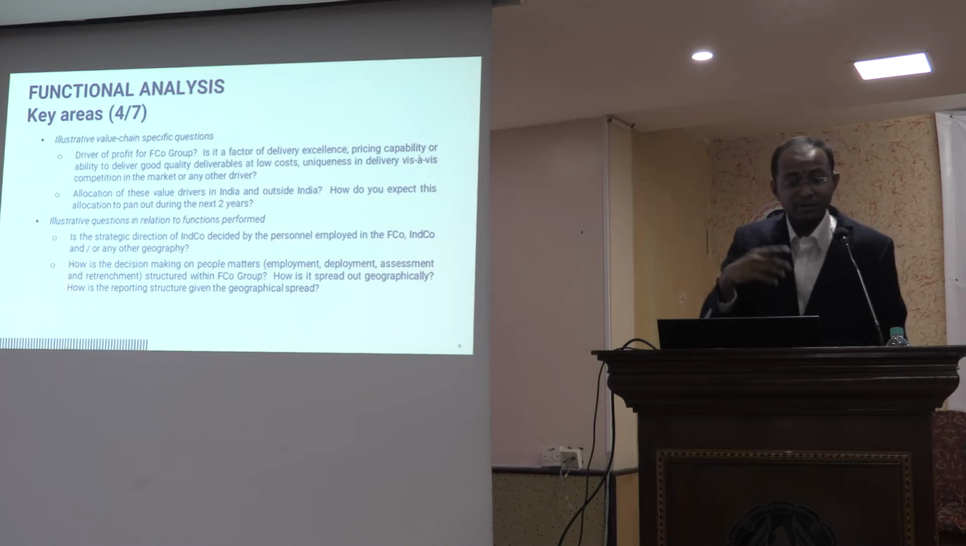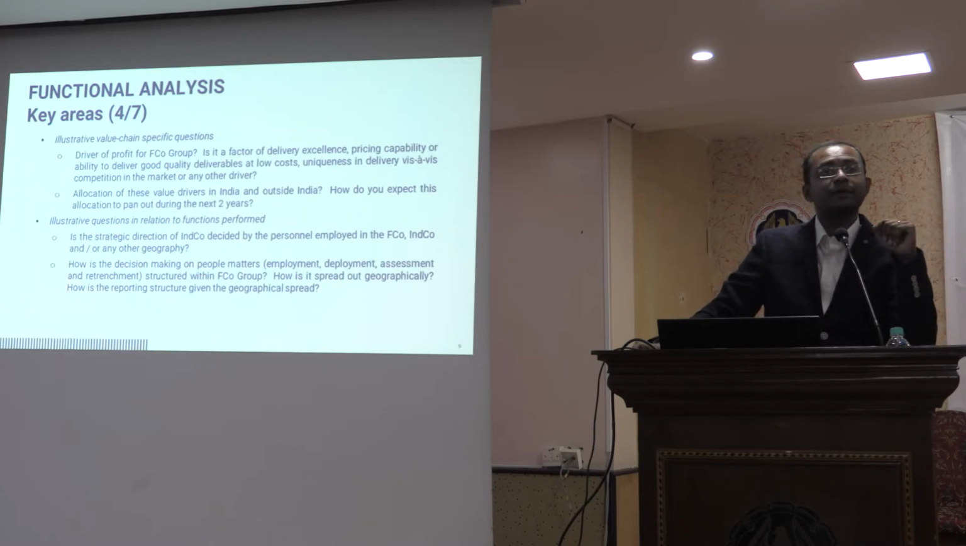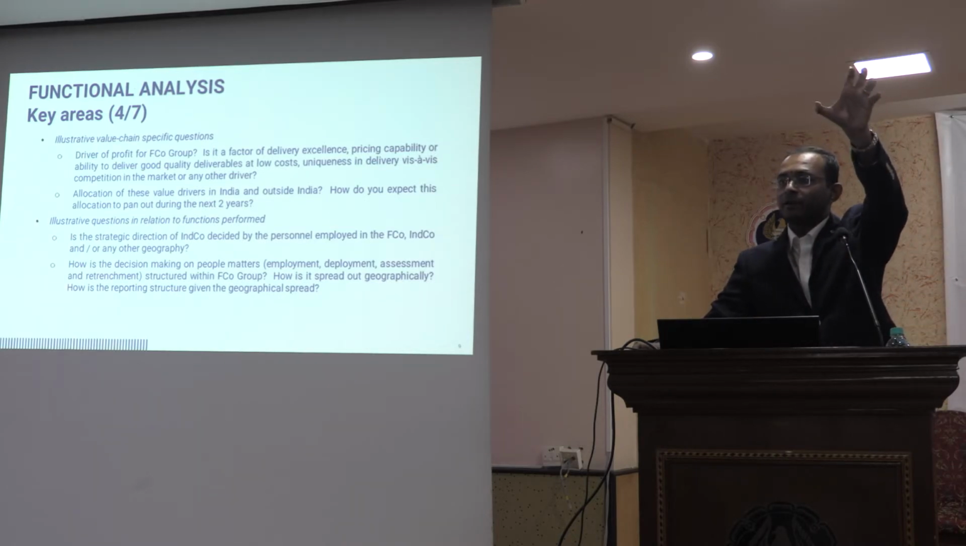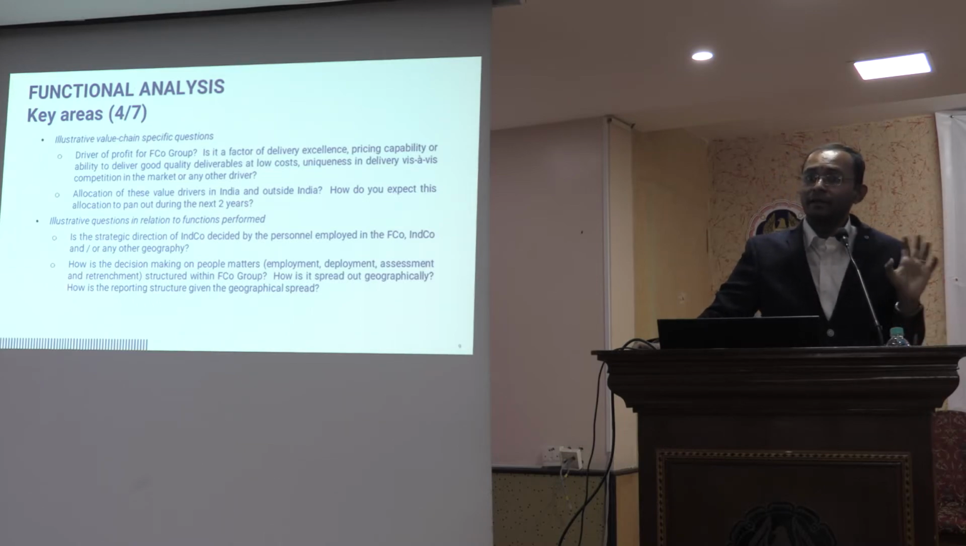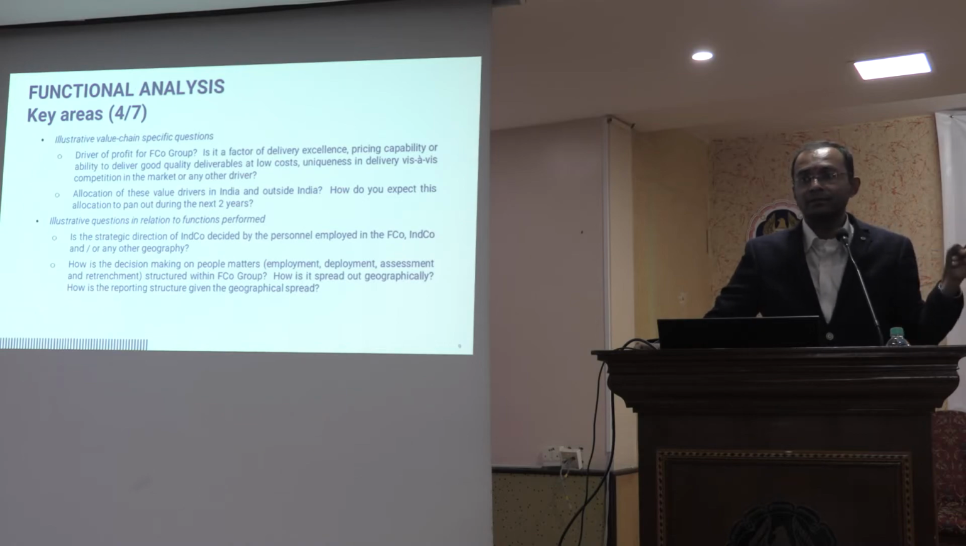Right? That is where questions of value chain, value drivers will be relevant. Allocation of these value drivers in India and outside India. The value drivers, are they in India or are they outside India? And how do you expect this allocation to pan out in the next 2 years? Is there evolution which is happening in the product because of which people from India may go to the US and therefore value drivers will shift to the US, or value drivers will come down to India and therefore 15% is not sufficient, I need 25% or I need 10%.